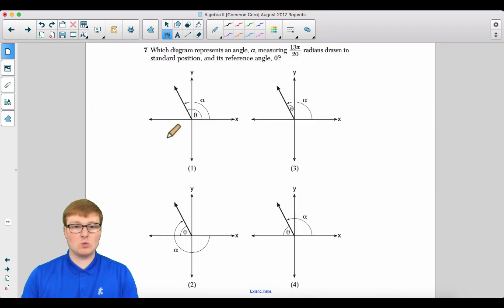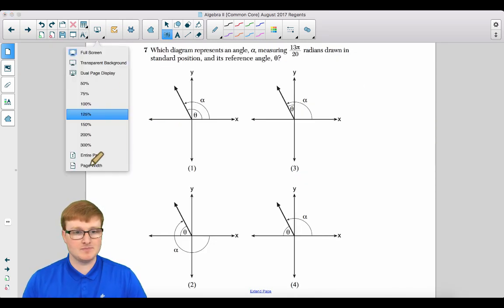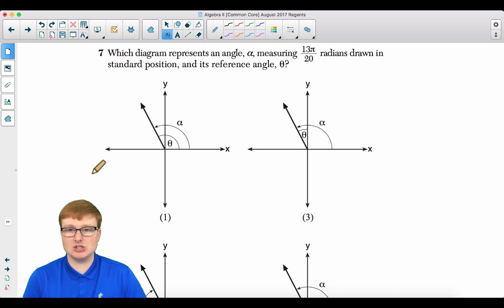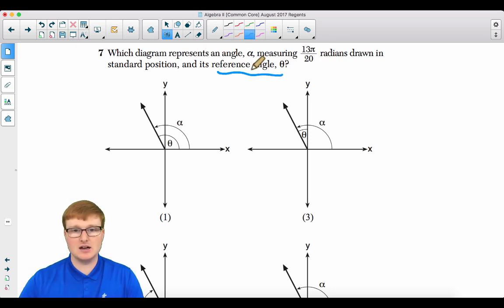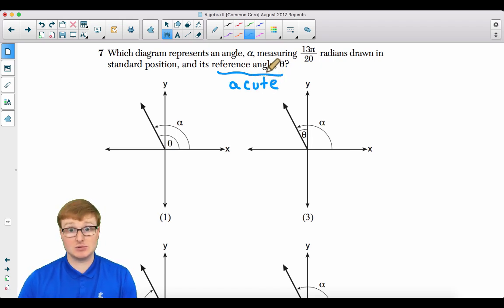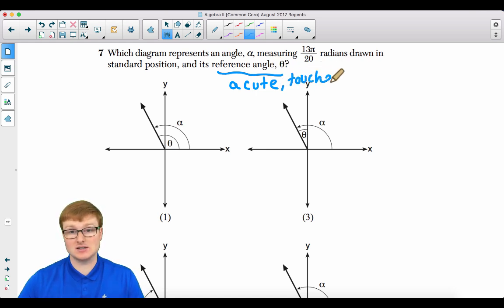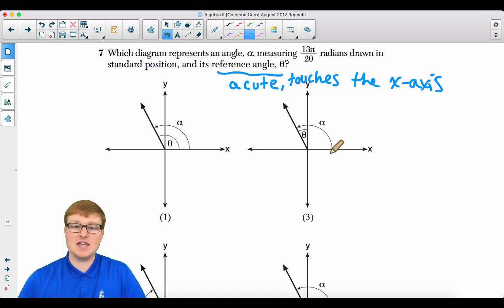Number 7 says, which diagram represents an angle alpha measuring 13 pi over 20 radians drawn in standard position and its reference angle of theta? Now, understand a couple things real quick. The reference angle theta must always be acute. So if you're given any theta that's obtuse, or it's acute and it doesn't touch the x-axis, then it's not the right answer.